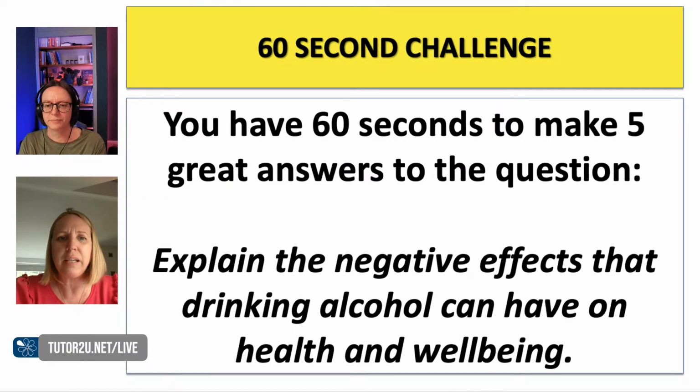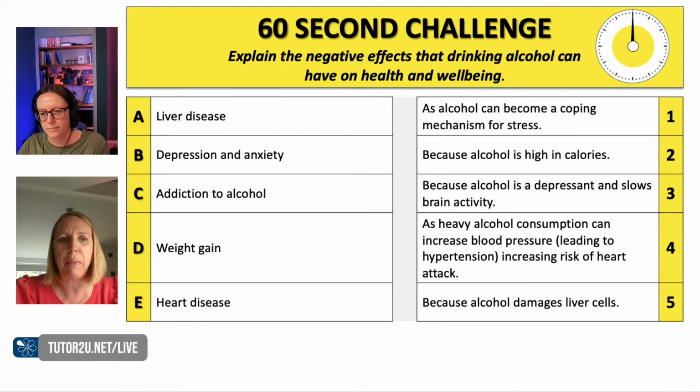Okay, so we're going to do a 60-second challenge now. We're going to show you some information on the screen, and we want you to match up the information to make 5 great answers to the following question. Explain the negative effects that drinking alcohol can have on health and well-being. Remember that's the question. You want negative effects of drinking alcohol on health and well-being. So 60 seconds. Can you match up the words on the left to an effect on the right? They're all effects, but then you've got your expansion on the right-hand side.